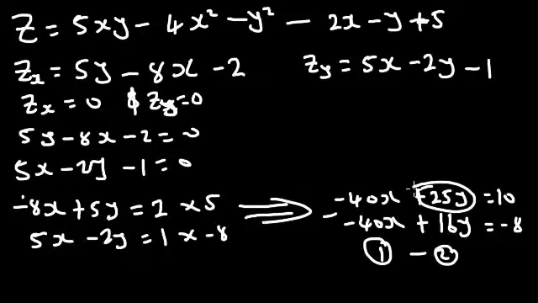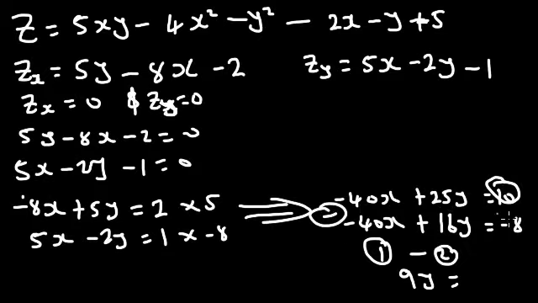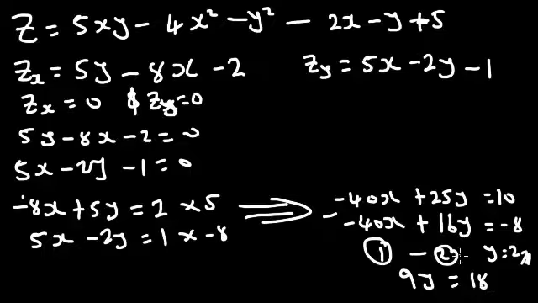Plus 25y minus plus 16y is the same as plus 25y minus 16y. Now that gives us 9y equals plus 10 minus 8. That becomes plus 10 plus 8, which is 18. And dividing through by 9, y should be equal to 2. By the time you divide through by 9, 18 by 9 is simply 2. And that's the value of y.